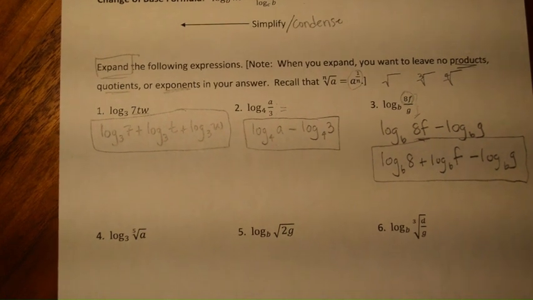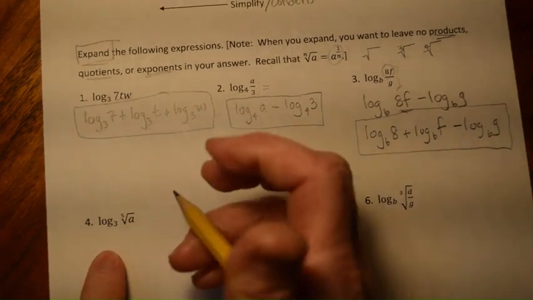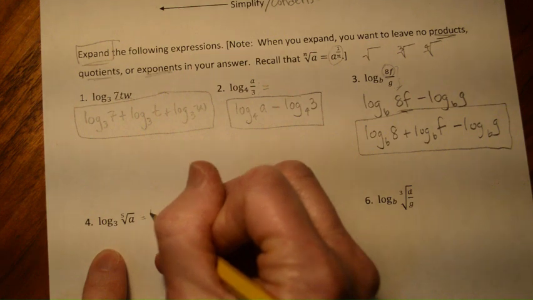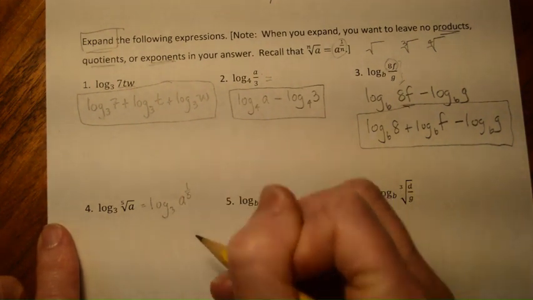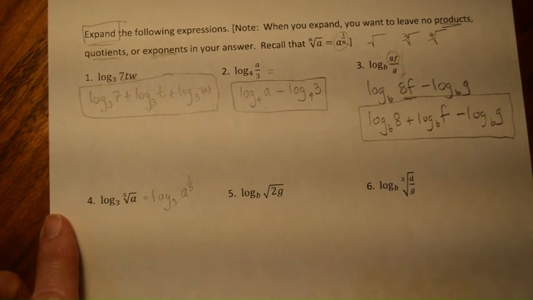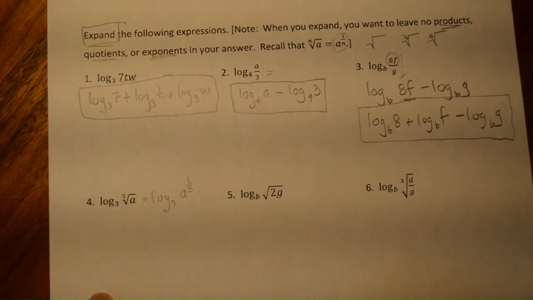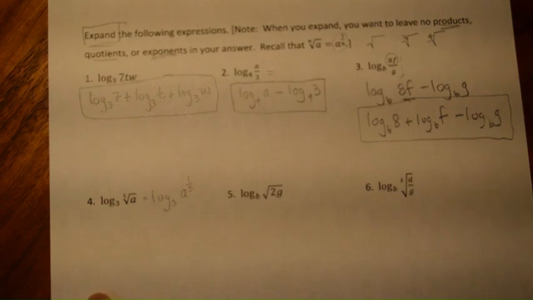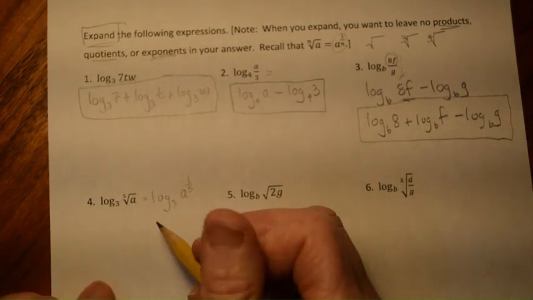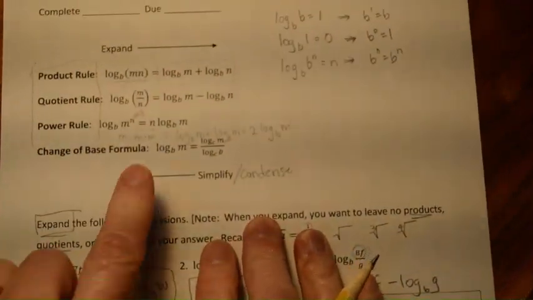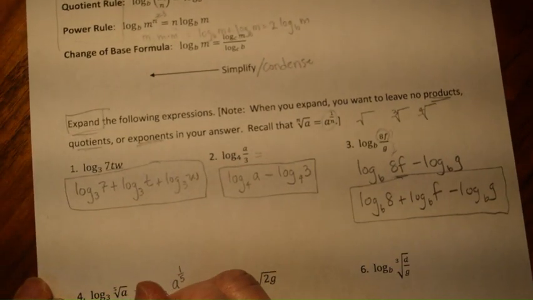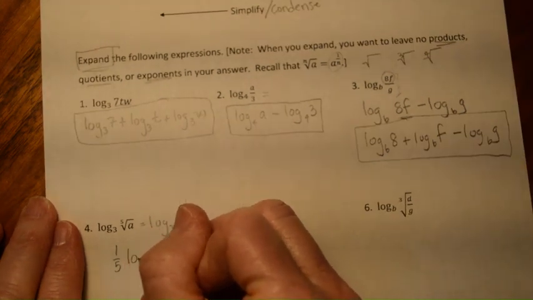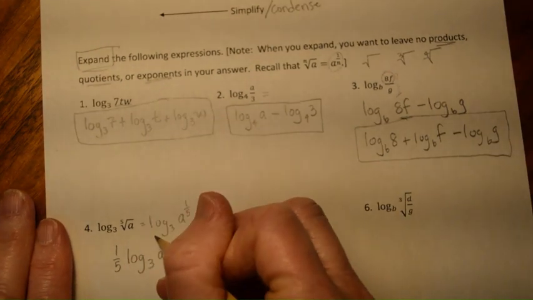And again, it might not look right now like it's an exponent, but as I noted up here, this is the same thing as log base 3 of a to the 1/5. All right, and so we're going to say that this, now again, this rule says that I bring the exponent down to the front, so this becomes 1/5 log base 3 of a.